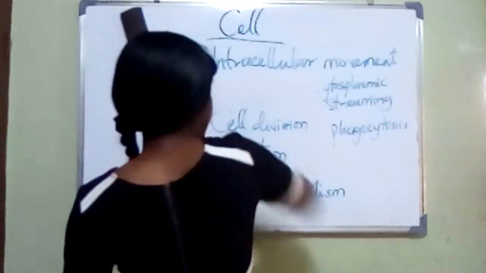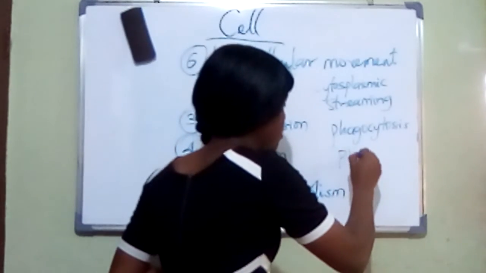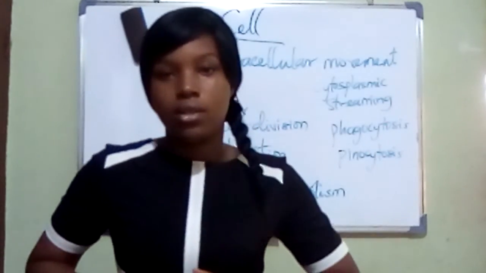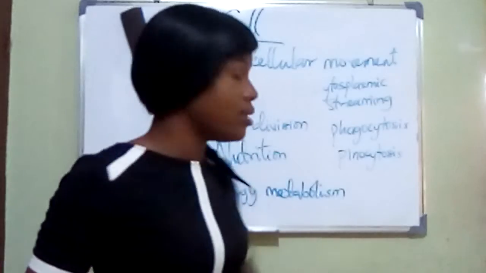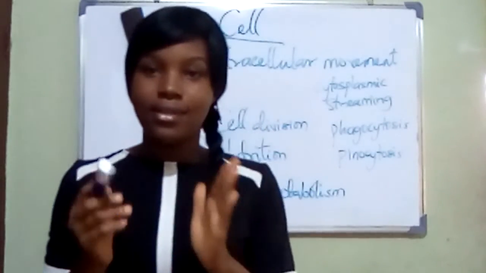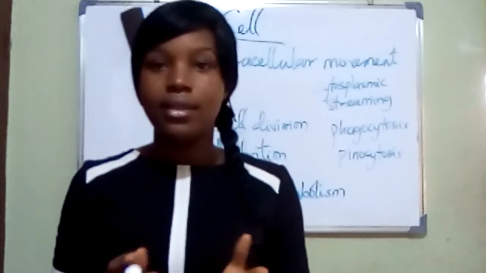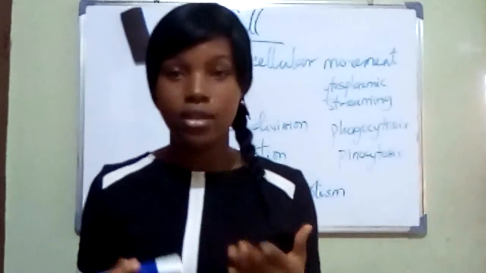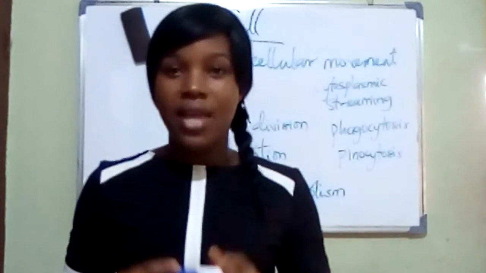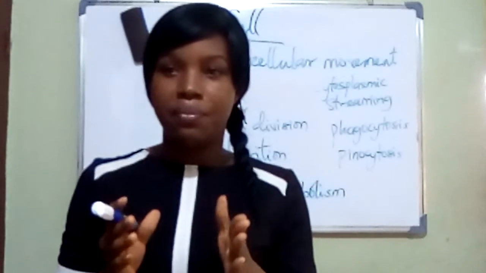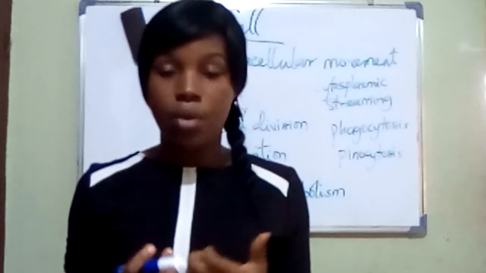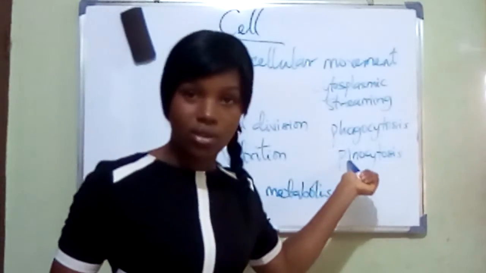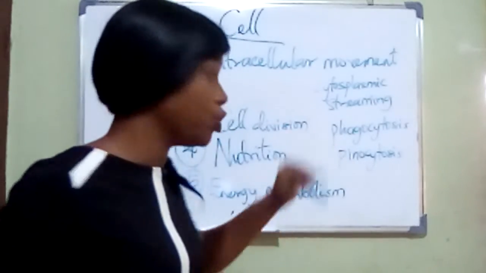Okay, after phagocytosis, we have pinocytosis. This is another form of endocytosis, but here it is liquid substances that are taken in by the cell. For instance, in the cells lining the small intestine of man, there are some cells that take in fat droplets in order to absorb them. So that is the process, pinocytosis, that helps it carry out that function.